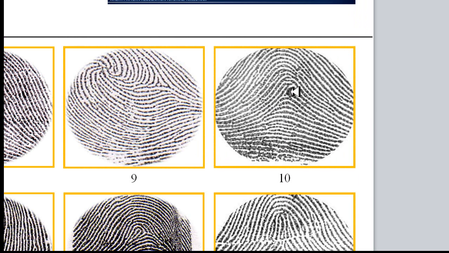Let's go back to that test that I used before, or that example, where I covered part of the pattern. And again, if you were to have a pattern with all of this information and this part was not there, you would not be able to accurately classify it as a plain arch or a tented arch. But if you move the barrier, this should be quite clearly recognized as a tented arch.